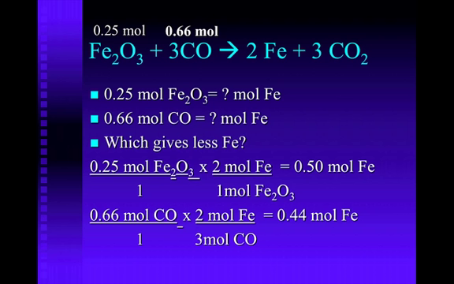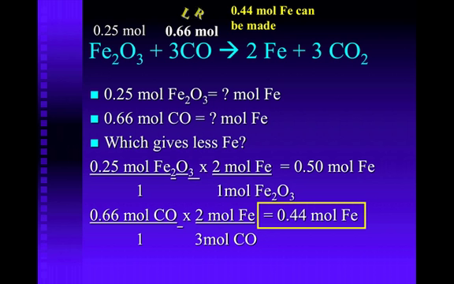Here's the second fence post. 0.66 moles of CO over 1, 2 moles of Fe over 3 moles of CO. The moles of CO cancel out, it gives you 0.44 moles of Fe. So which one's smaller? 0.44 moles of Fe. So what's the limiting reactant? That's the carbon monoxide. What's the excess reactant? That's the iron 3 oxide.